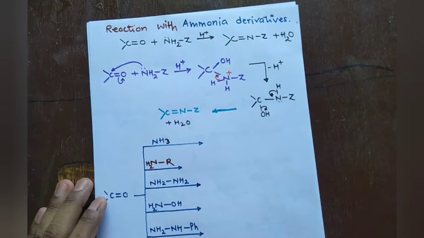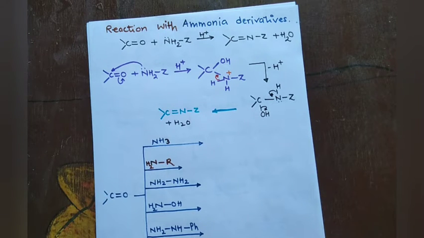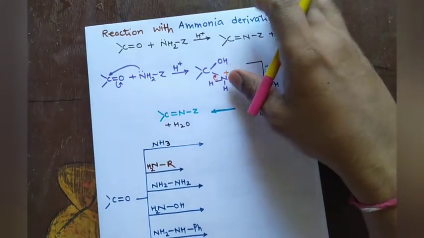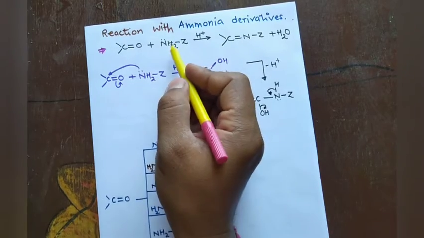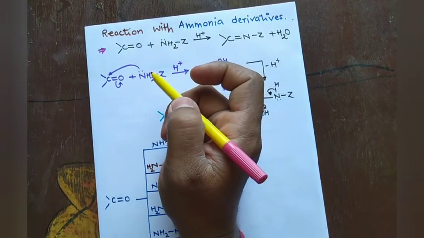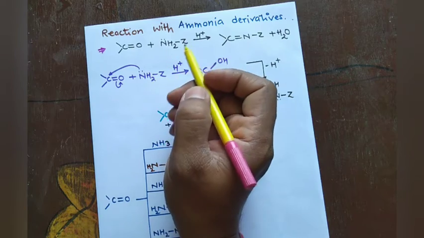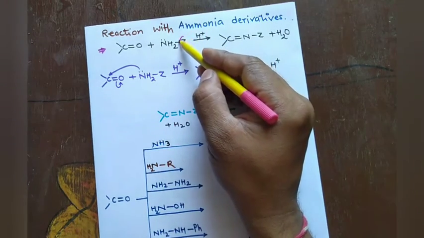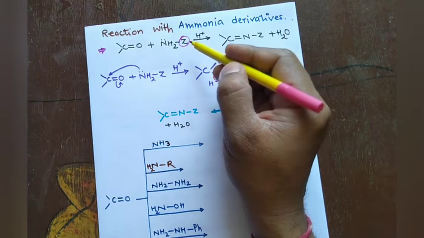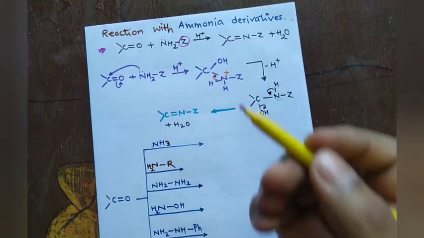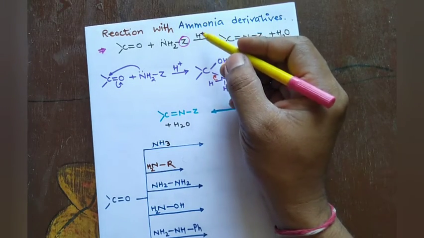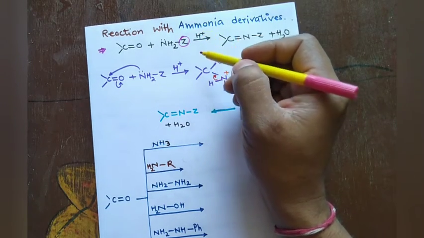Okay students, now let us discuss the addition reaction of aldehydes and ketones with ammonia derivatives. The overall reaction can be represented like this. An aldehyde or ketone is added to an ammonia derivative. What do we mean by ammonia derivative? That one hydrogen of ammonia is replaced by some other group. Let it be represented by Z. I will let you know what Z represents here. The reaction is pH controlled, in a slightly acidic medium.